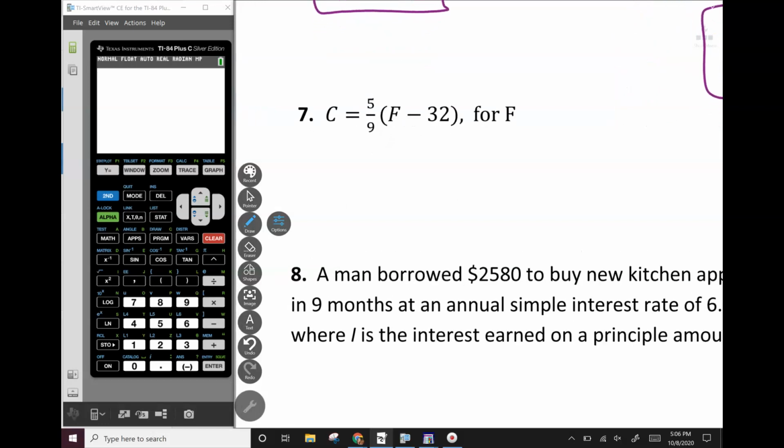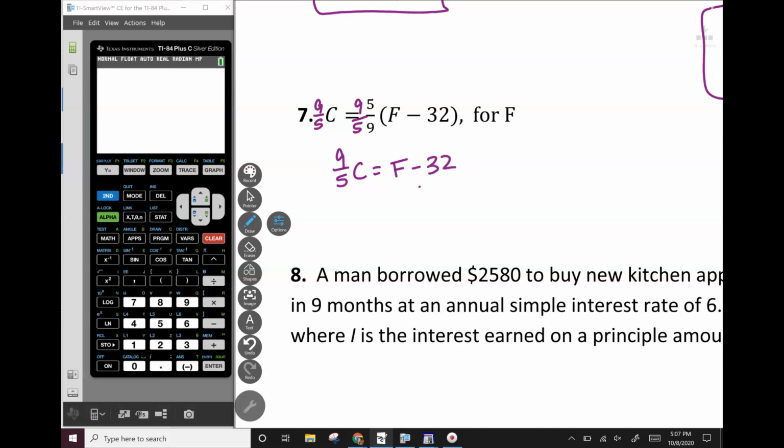All right, number 7. We want to solve for F. So this is the formula to convert Fahrenheit to Celsius. So solving for F. First, let's get rid of this 5 over 9. To get rid of that, you want to multiply by the reciprocal, which is 9 over 5. Multiply by 9 over 5 on both sides, right? Because 9 divided by 9 would cancel, and 5 divided by 5 would cancel. Those would equal 1. So that goes away. I've got 9/5 C equals F minus 32.